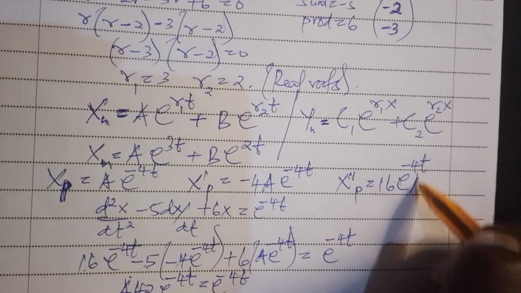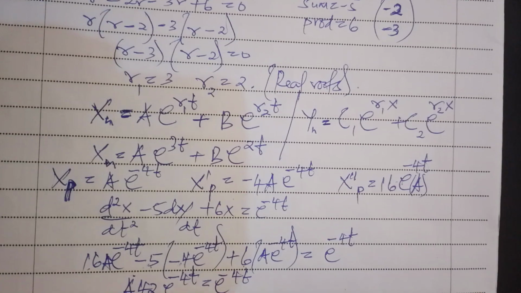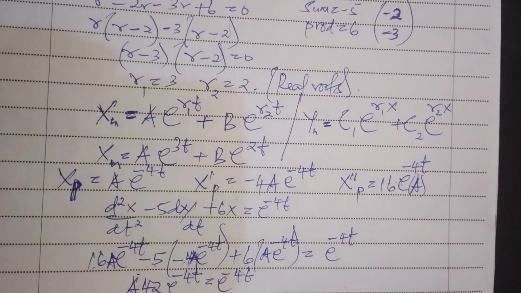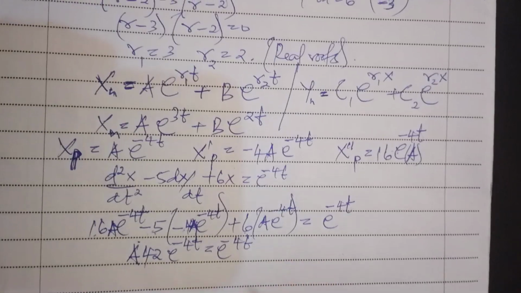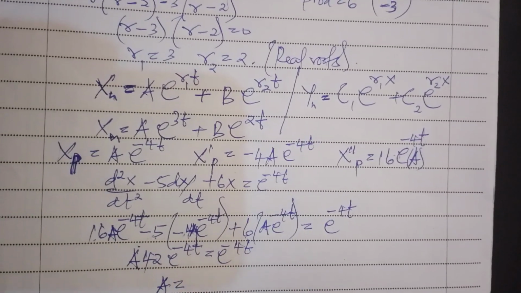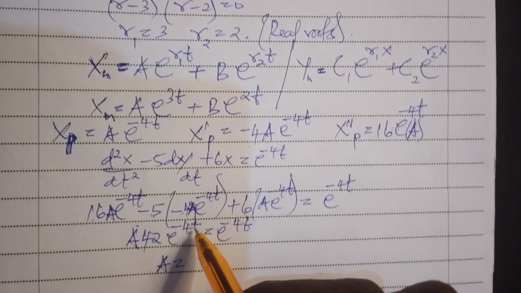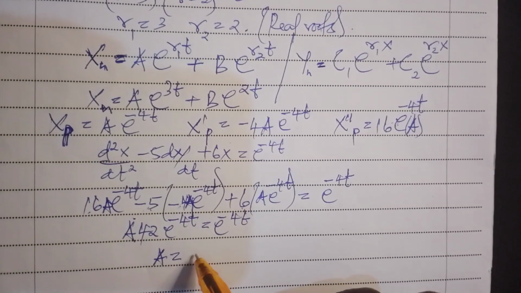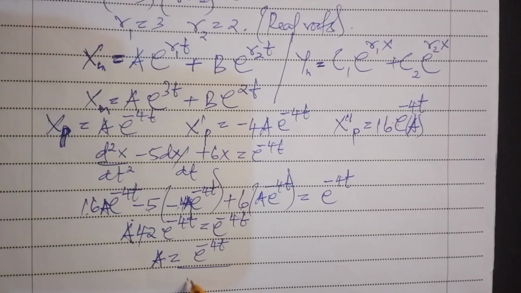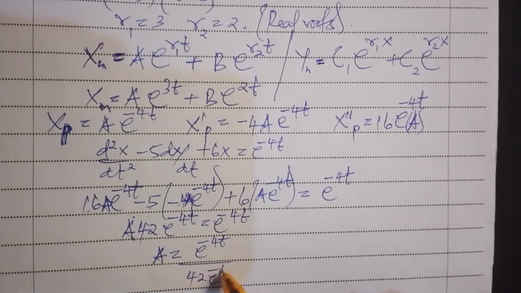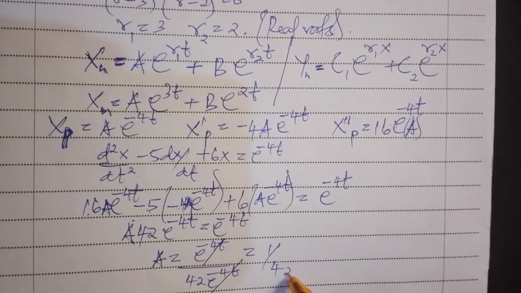Here we have a also. I had forgotten that. Here we'll also have a. So now the value of a. When you divide by 42 e to the negative 4t on both sides, e to the negative 4t over 42 e to the negative 4t, these cancel, so you remain with 1 over 42.